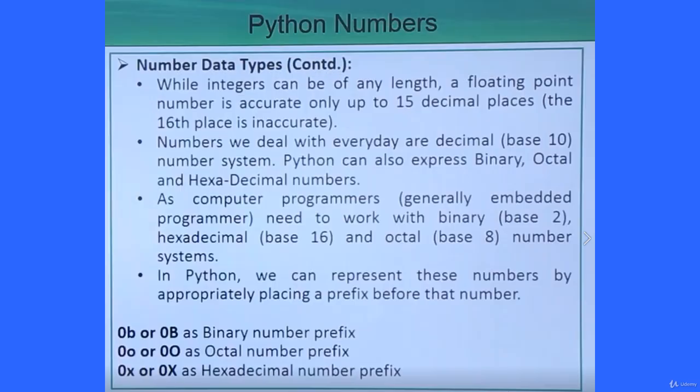In Python, we can represent these numbers by placing an appropriate prefix before the number. Now, what are the prefixes? We can write 0b or 0B as the binary number prefix, 0o or 0O as the octal number prefix, and 0x or 0X as the hexadecimal number prefix. So these are the prefixes we use to represent the respective number.